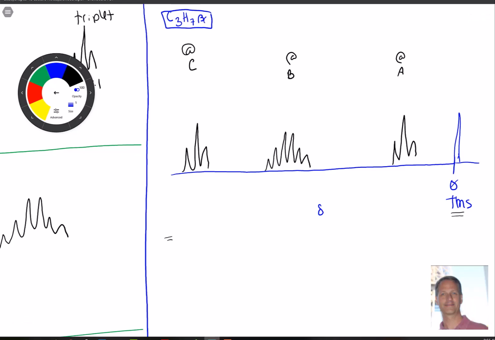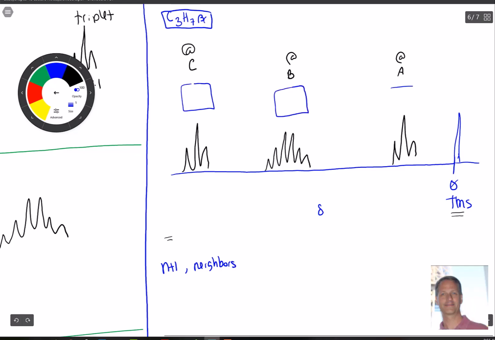Now there's another piece of information that we're going to talk about that's going to be given to you on the next page. So n plus 1, let's just make a note, and we'll come back to this thing in just a second. So n plus 1 tells us what we're next to, tells us what our neighbors are. But is there some piece of information that can tell us how many H's belong to us? Well, there is. So there's something called integration. So let's take a look at integration here. Integration, and we'll get into the theory in just a minute, is the area under the curve, and it turns out that the area under the curve is proportional to the number of H's that give rise to that signal.